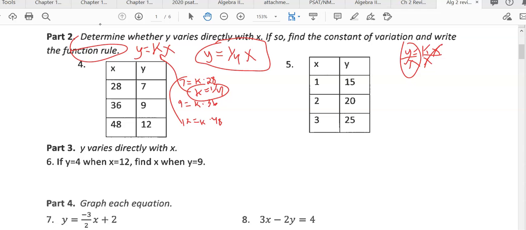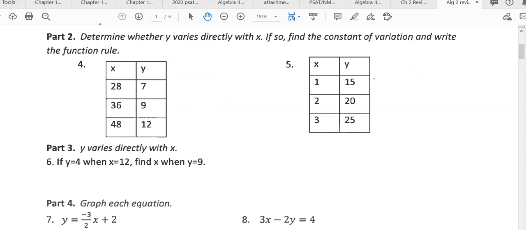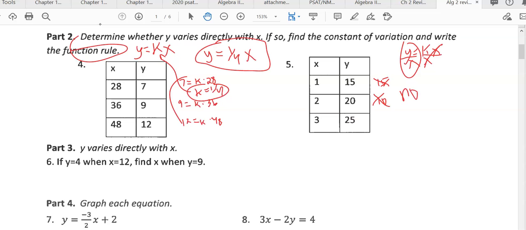So if you do y divided by x, 15 divided by 1 is 15. Looks like k is 15. 20 divided by 2 is 10. Uh-oh, those don't match. This is not direct variation. It's a function, but it's not direct variation.